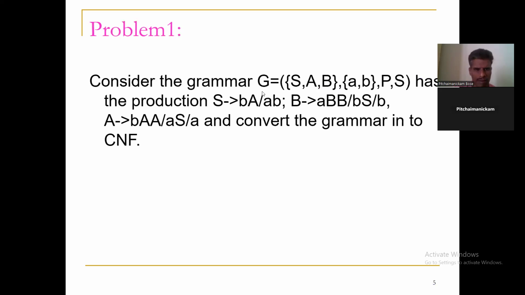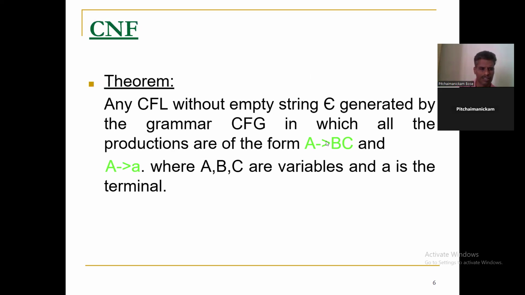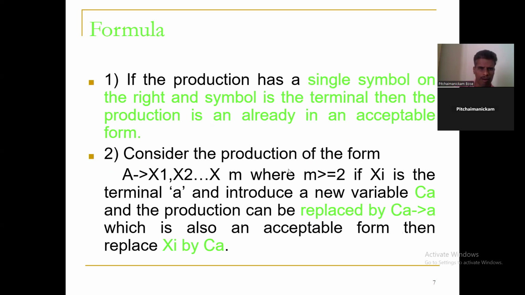Consider the grammar G with variables S, A, B and a, b as terminals. We have a set of productions: S derives BA or AB; B derives ABB or BS or b; A derives BAA or AA or a. Convert the grammar into CNF. First, recall the theorem: any CFL without the empty string can be generated by a grammar G in which all productions are of the form A derives BC or A derives a, where capital A, B, C are variables and small a is a terminal. This is the rule.